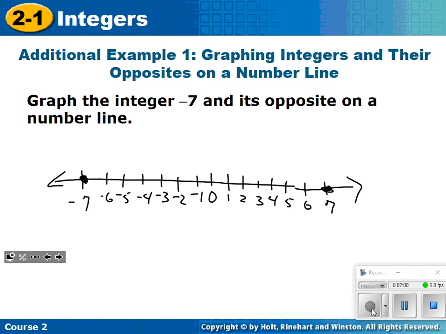Notice, -7 has the least value. It's the furthest to the left. And when we go negative, it's a countdown until you get to 0, and then you start counting up. Okay?